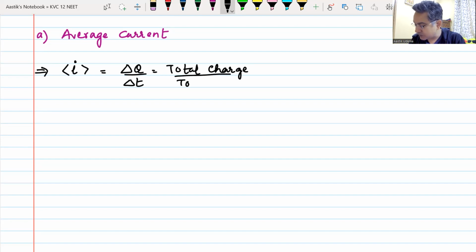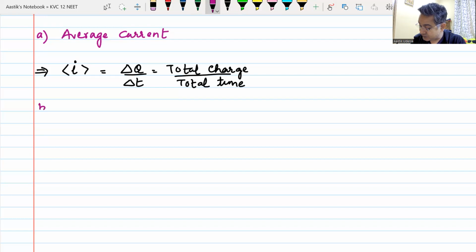divided by total time. Do we understand this? Yes, sir. Total charge divided by total time becomes your average current. Total charge divided by total time is your average current.